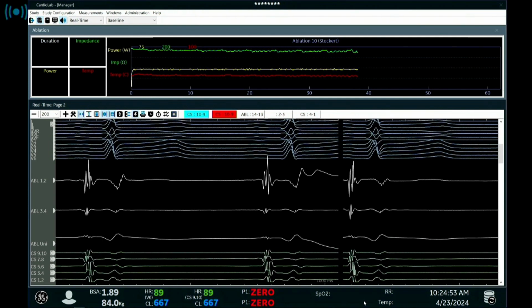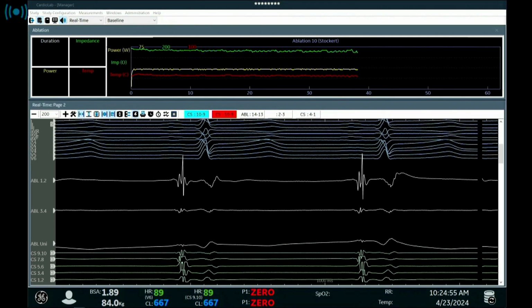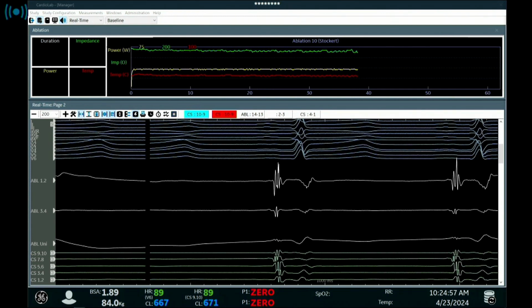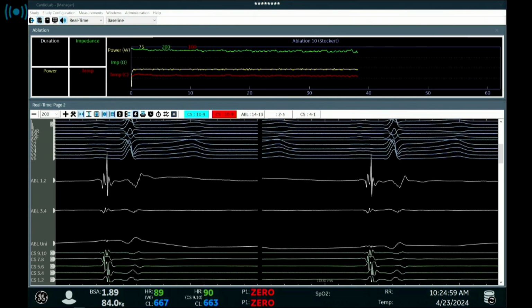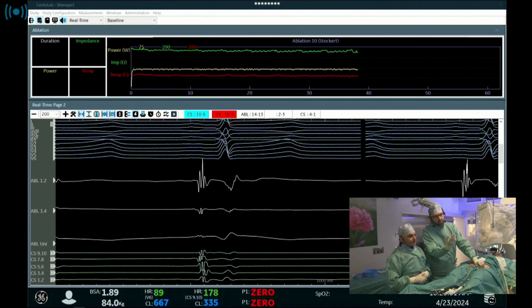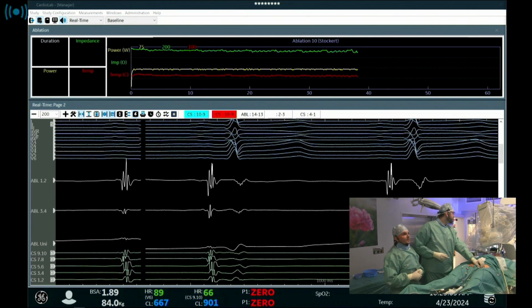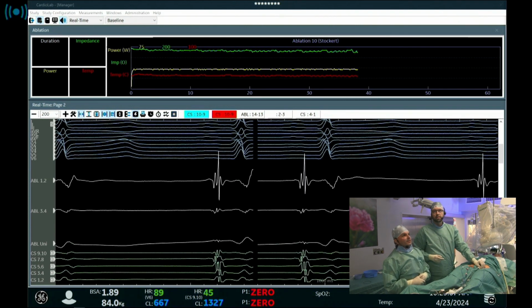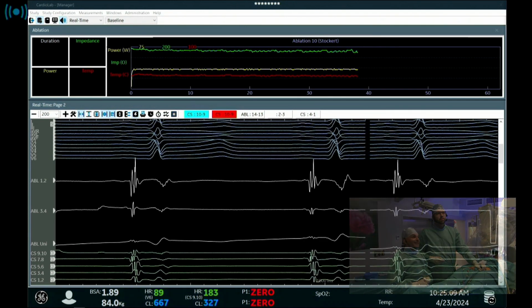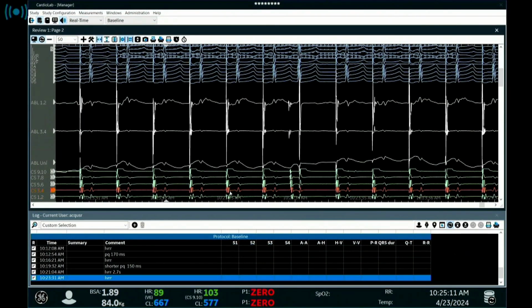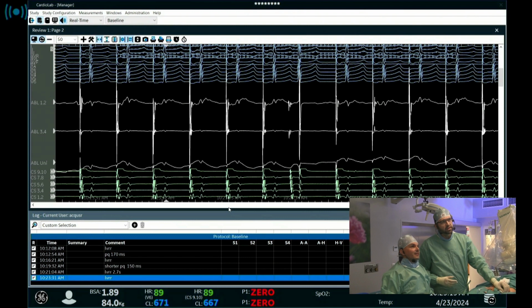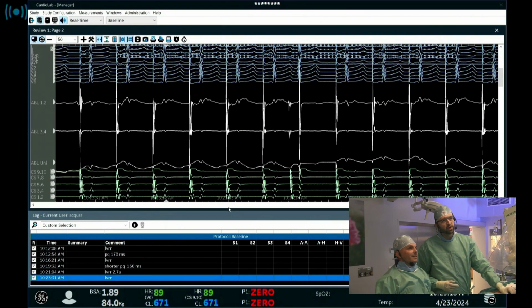Can we show the effect of ablation, please? Okay, show us the effect. More ablation from the right side and also from the coronary sinus ostium, and this was the review screen, please. And you can see the effect. That was a selective AV node denervation. You see there is a complete loss of responsiveness of the AV node to extracardiac stimulation.